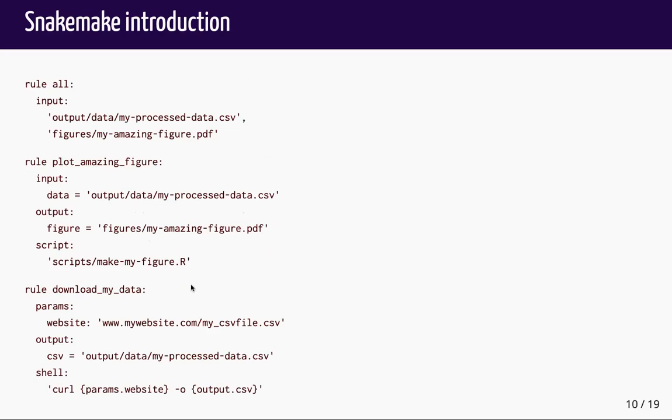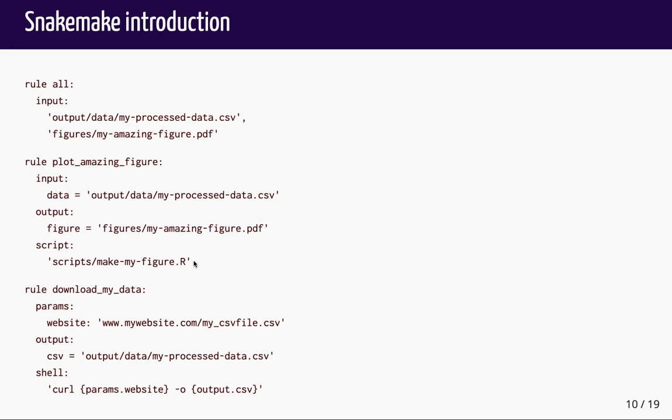And this looks something like that. So I'll guide you through this essentially from the bottom up. The first rule might be to download a bunch of data. So there's also a parameter keyword where I can specify where I would like to download this from. I specify the output file name, and then a simple shell command can download this from this website and save it as this output. The next rule essentially takes this output as its input, and then it creates a figure from this using my R script.